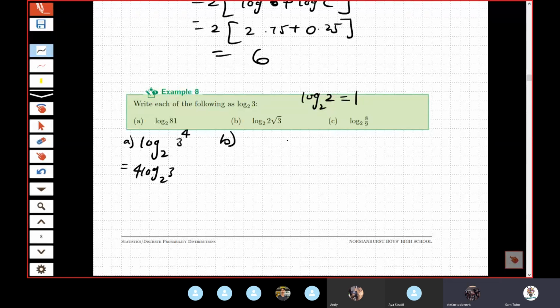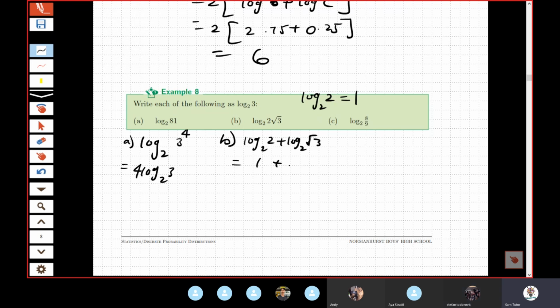Let's do that again. This one here, 2 times root 3, becomes log 2 plus log root 3, right? Because you multiply them, so we add them. Now, what does log 2 become? We said it is 1. That's the rule, but I'll prove it shortly.